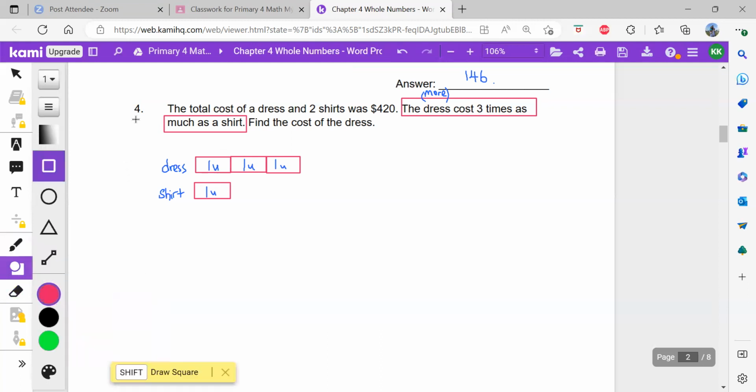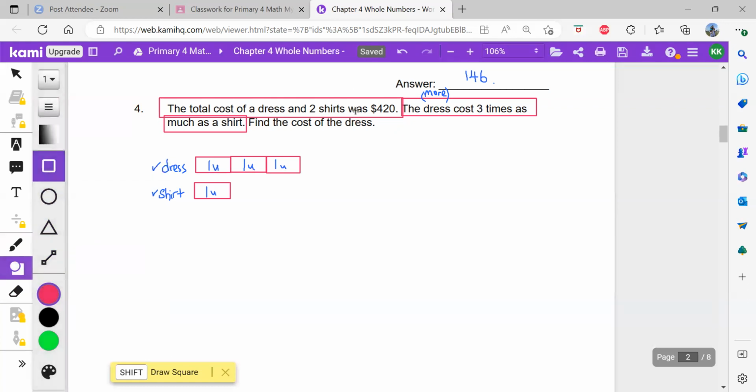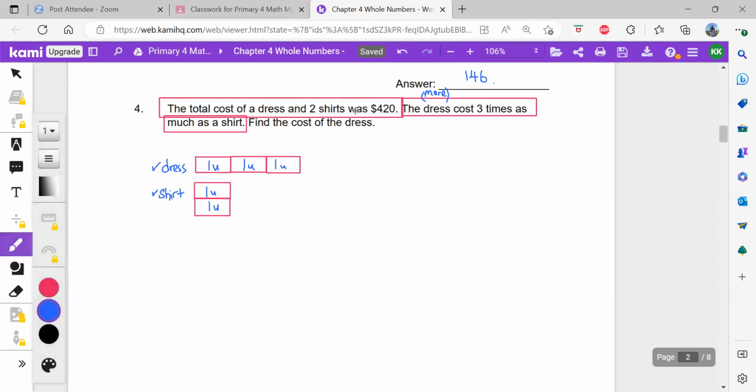Let's see what the first sentence says. It says that the total cost of a dress and 2 shirts is 420. The total of a dress and 2 shirts. So right now I've drawn a dress and only 1 shirt, so I'm going to draw 1 more shirt. And 1 more shirt will be represented by another unit. I'm going to just stack it up. This is 1 more shirt, so now there are 2 shirts, right? And the total cost will be $420. Okay, so now we've finished drawing all the information onto the model.